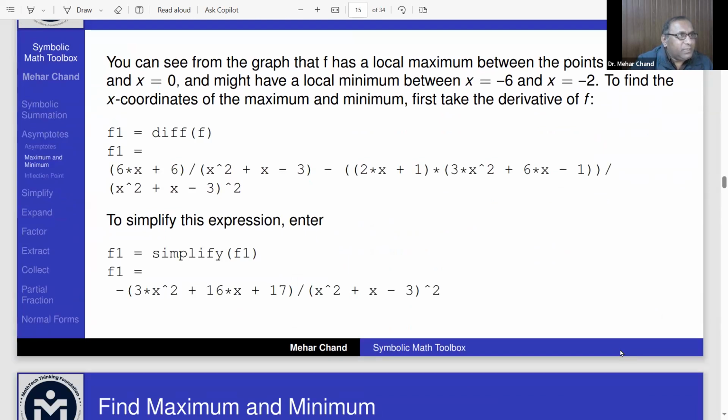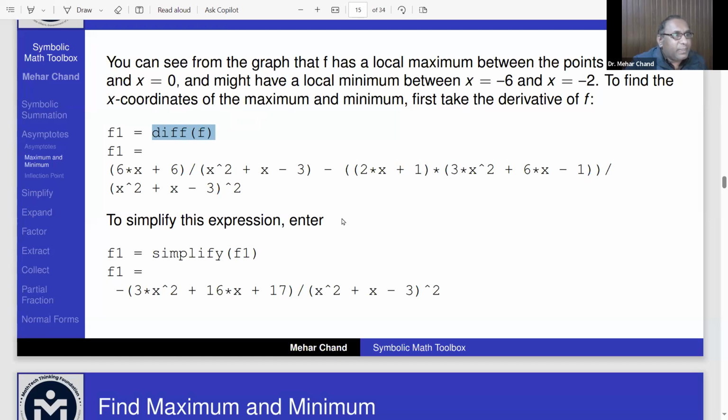Then, as you can see from the graph we plotted in the first image, f has a local maximum between x equal to -2 and x equal to 0, and a local minimum between x equal to -6 and x equal to -2. To find these maxima and minima, what do we do first? We need to differentiate f. Here is the function; differentiate f.